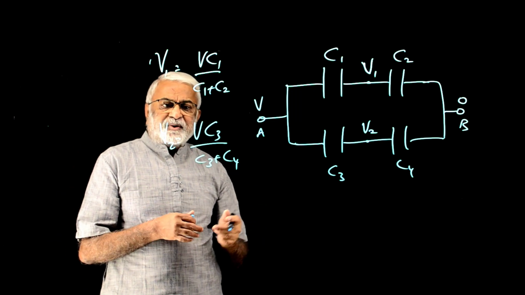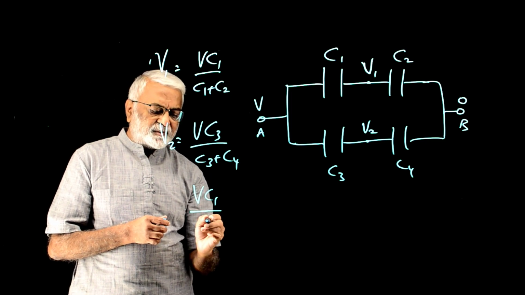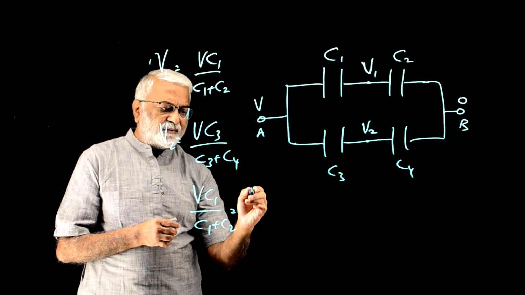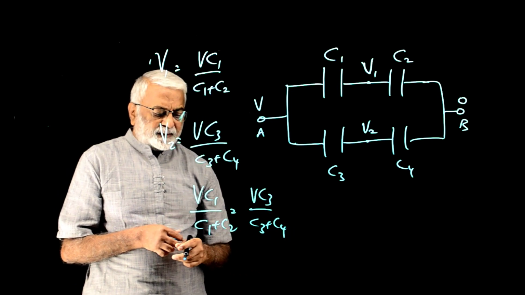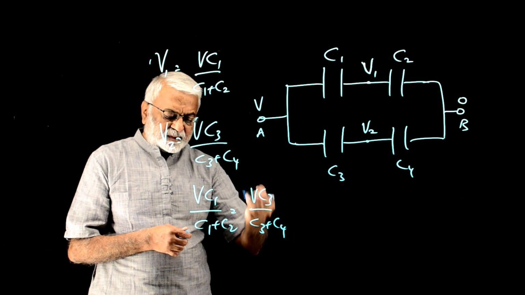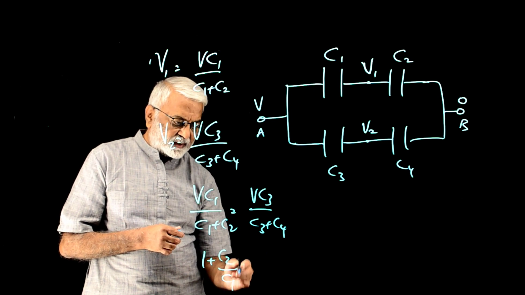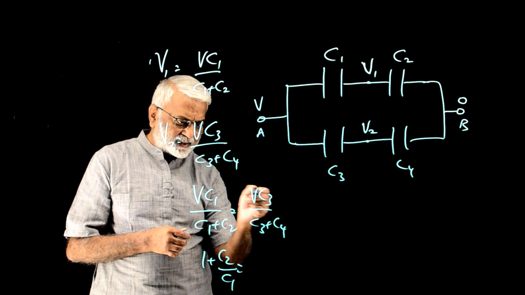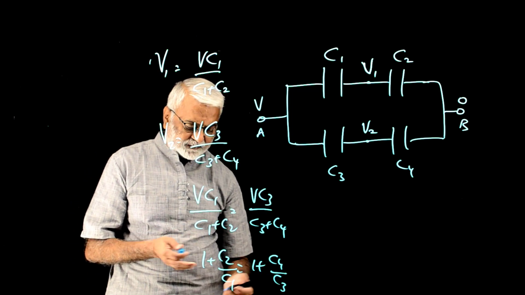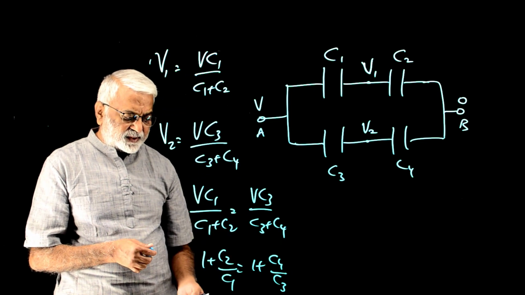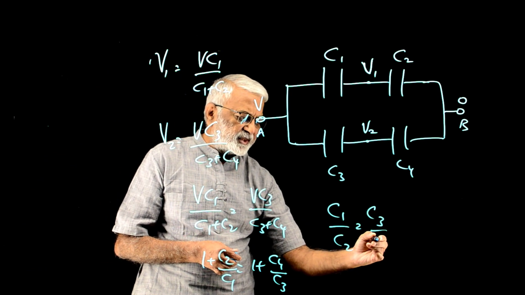Now, if V1 is equal to V2, that is V C1 by C1 plus C2 equal to V C3 by C3 plus C4, that would give you what? Invert this. This is C1 by C1, 1 plus C2 by C1 here, and invert that. V gets cancelled, of course. C3 by C3, that's 1 plus C4 by C3. That is C2 by C1 is equal to C4 by C3, or maybe you can put it more like C1 by C2 is equal to C3 by C4.